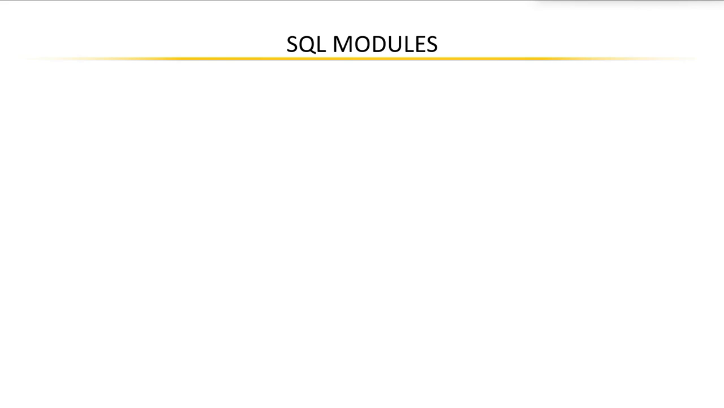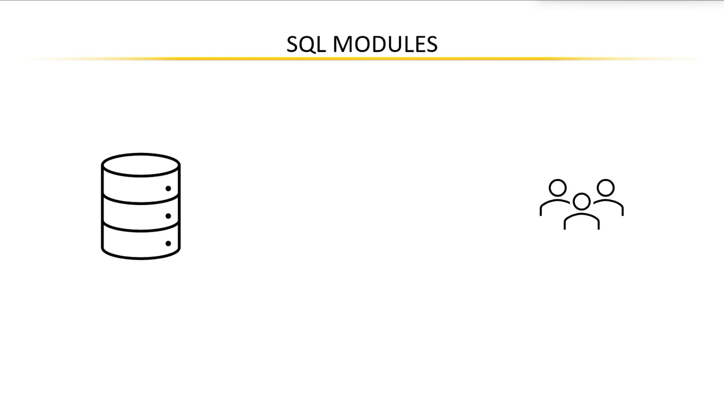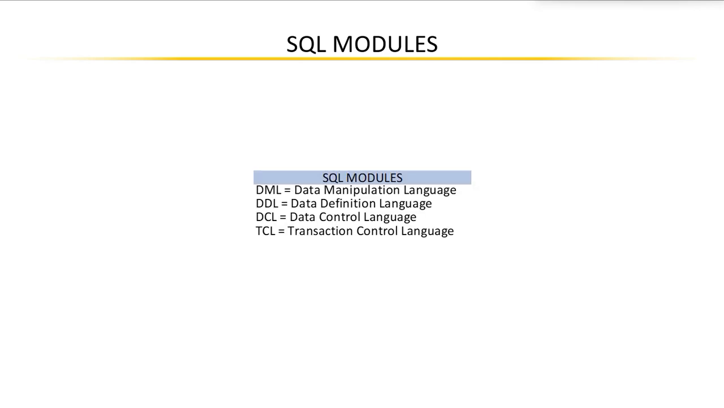Now that we have defined what a relational database is, let's explore how we can interact with it. One of the best ways to interact with relational databases is through SQL, Structured Query Language, which is basically a standardized language used for communicating with this type of database. This language includes various commands grouped into four modules based on their functionality.